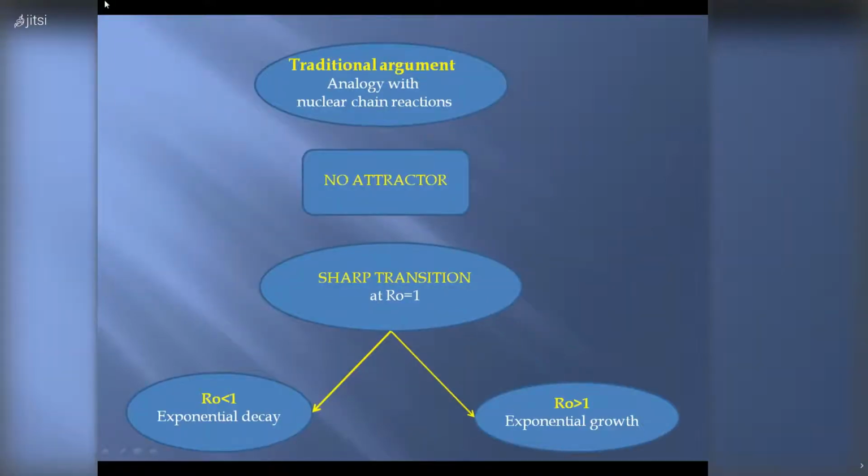However, the traditional argument on which this concept of immunity threshold is based is the analogy with nuclear chain reactions. But in that case, there is no attractor. And you have a sharp transition at R0 equals 1. If R0 is smaller than 1, then you have an exponential decay of the reaction rate, and the nuclear reaction dies out. On the opposite, on the right-hand side, if R0 becomes larger than 1, you have an exponential growth. And in terms of nuclear physics, this is named nuclear explosion.